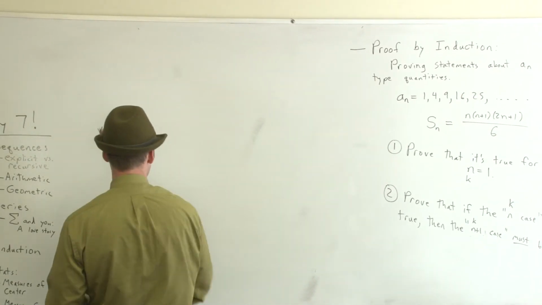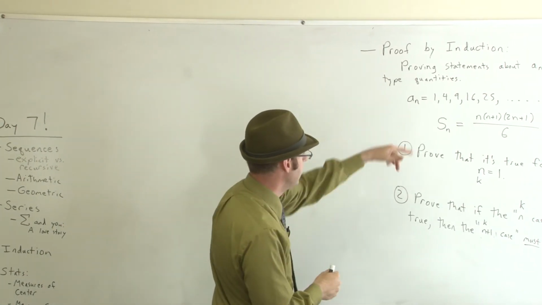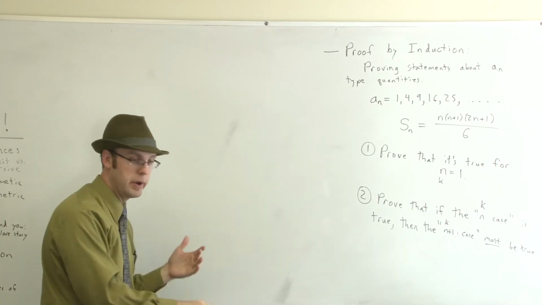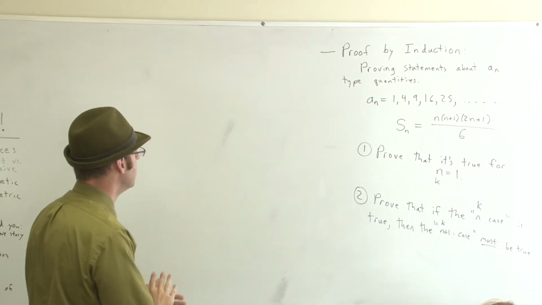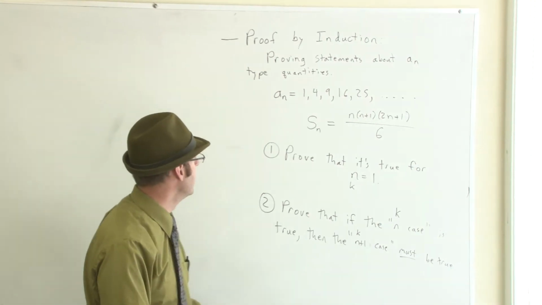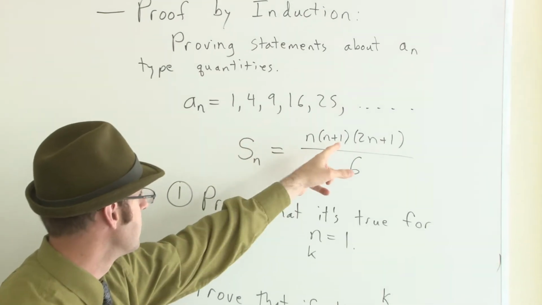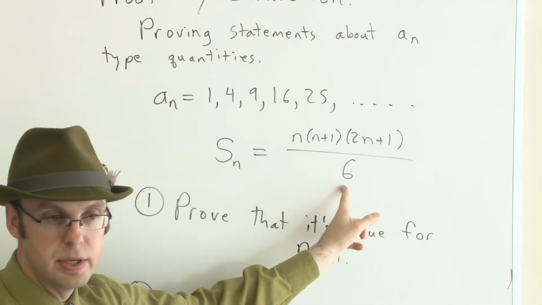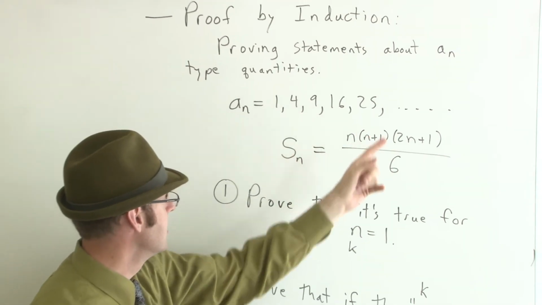So for example, let's take this guy. I'm going to try and prove that he's true, and I hope I remember that formula correctly. That if I add up the first n squares, all I have to do is take n times n plus 1 and multiply by 2n plus 1, divide by 6, and that's the sum.